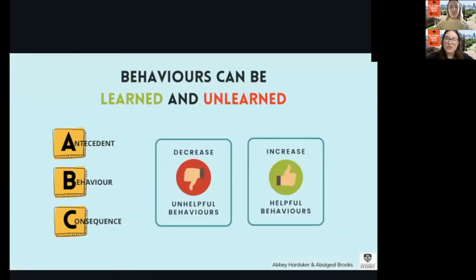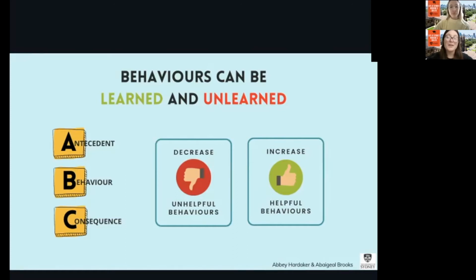The ABC approach is useful for understanding student behaviour in the classroom. What antecedent or trigger leads to an unhelpful behaviour, and what particular outcome or response, the consequence, might increase or decrease the likelihood of it happening again. In a classroom, we want to encourage helpful behaviours and reduce unhelpful behaviours for learning.